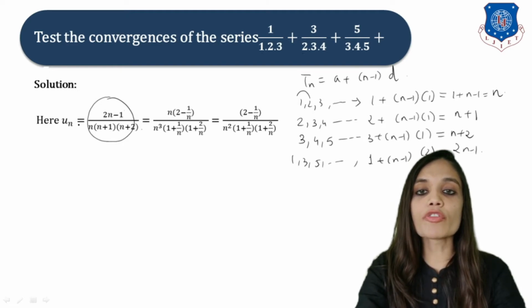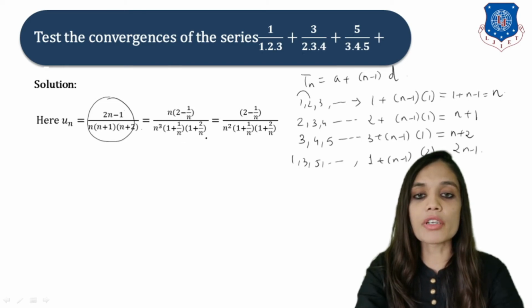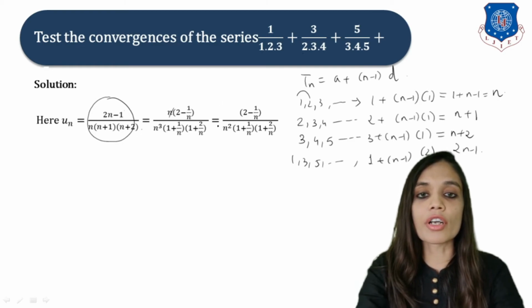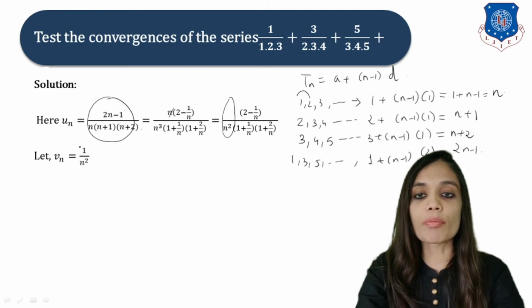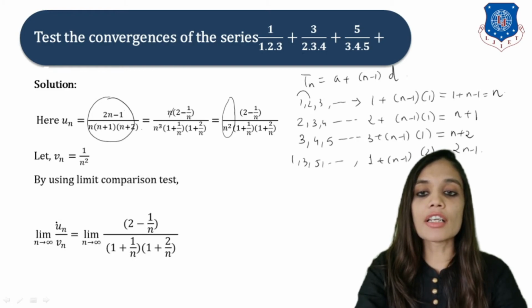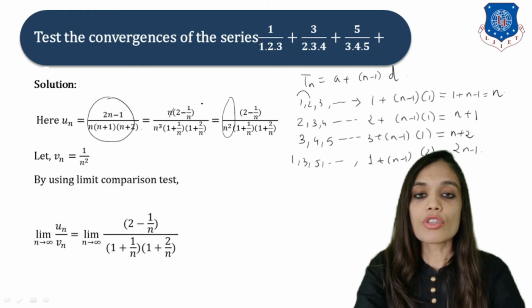Now take out n common from the numerator and denominator. So you will get n times (2 minus 1 upon n) upon n cube times (1 plus 1 upon n) into (1 plus 2 upon n). So one n you will get cancelled out and what will remain? 1 upon n square, right? So now assume our Vn as 1 upon n square and apply our limit comparison test and find the limit of un upon Vn. So what will remain is (2 minus 1 upon n) upon (1 plus 1 upon n) into (1 plus 2 upon n).